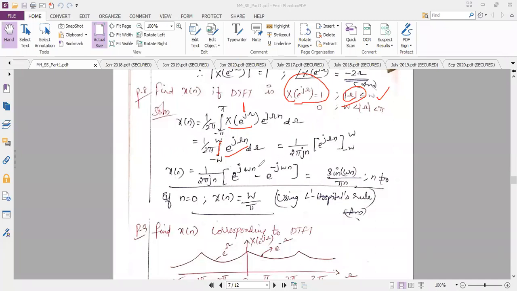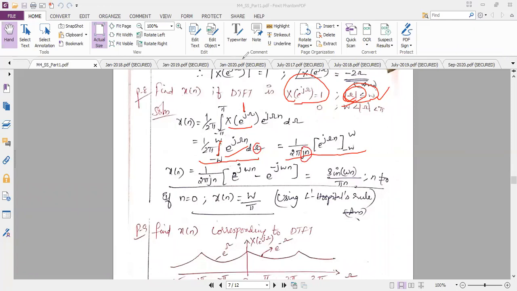Right? So I think there is no doubt about why it is minus w to plus w, because they have clearly given magnitude of omega, which means it should be for minus as well as plus. So the w should be for minus as well as for plus. And you know how to perform the integration. It is very easy. I am doing the integration with respect to omega, so it is e power j omega n, the whole divided by jn.